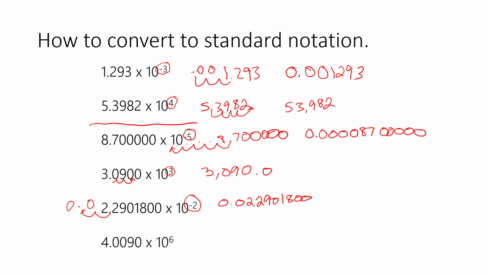And here we have the number, the decimal, and we're going to move it 6 places to make the number bigger. 1, 2, 3, 4, 5, 6. So we actually have to add 2 zeros at the end. So that becomes 4,009,000. And that's our number in standard notation.